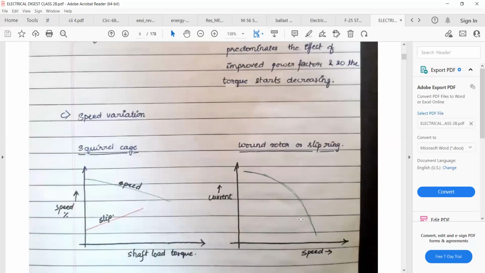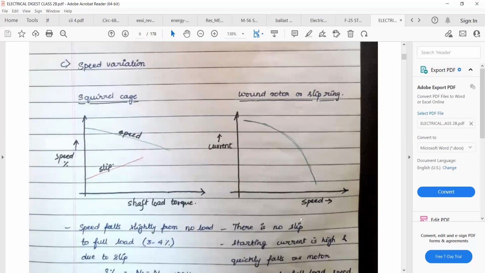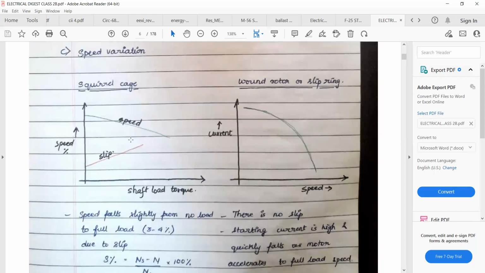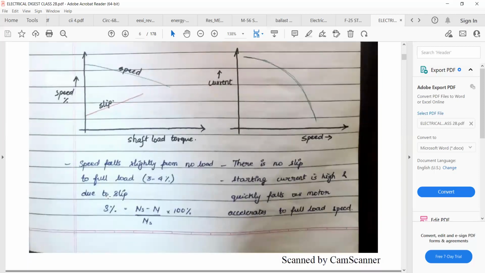Yes, sir. Okay. Next is speed variation. Now on the y-axis you have the speed, on the x-axis you have the torque. For the squirrel cage motor, the speed at starting is maximum, and then slowly it is reducing. And this is the speed graph for the wound rotor. What they are saying is that speed falls slightly from no load to full load.